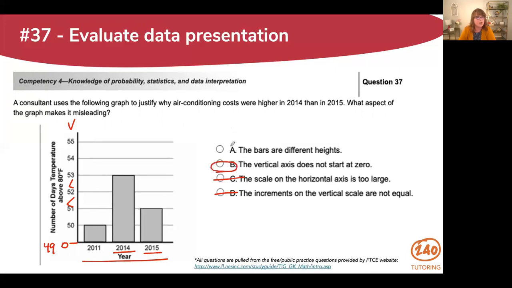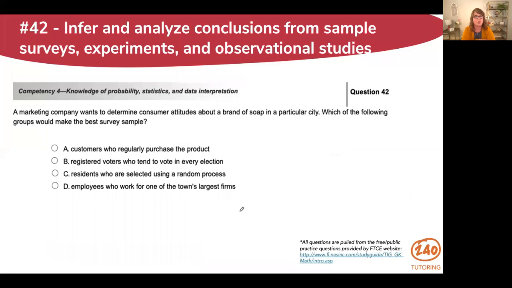In most bar graphs, we're going to expect the bars to be different heights, but you do want, for future reference, that scale on that axis to start at 0. That avoids misrepresentation. All right, let's look at the next question.